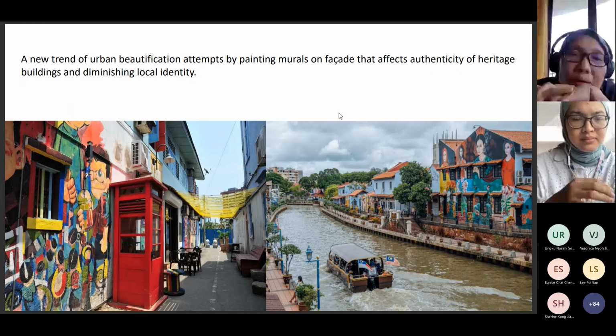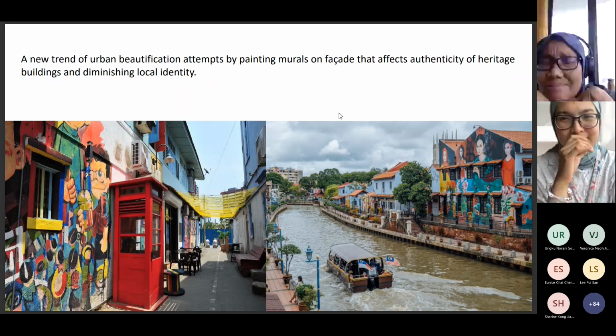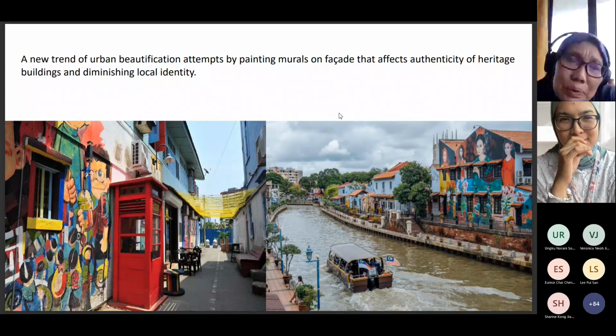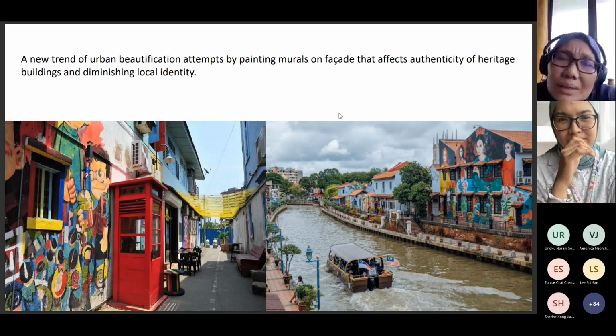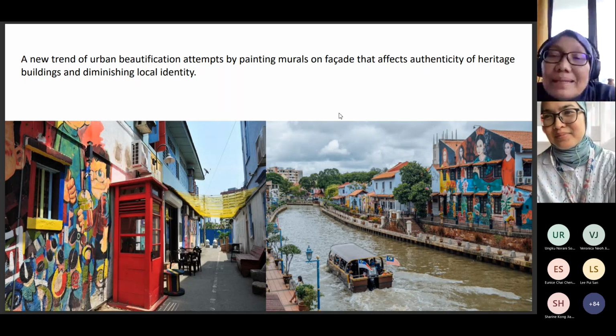Another new trend of urban beautification attempts is by painting murals on facades. And it's rampant now. Everybody is doing murals, back lanes, front lanes, whatever it is. But why do I call it beautification? Because this is an attempt just to sweep the problem under the carpet. It is a short-term solution to deal with the problem of upkeep. But once the paintings fade, then you're back to the same problem.